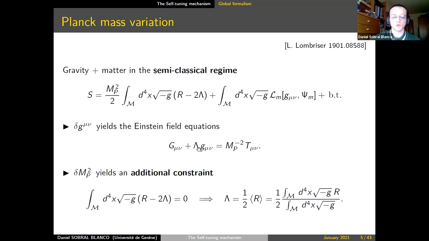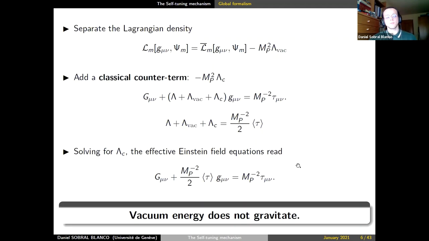What we can think of this is to interpret, we are implicitly interpreting the square Planck mass as a global Lagrange multiplier that gives us this additional constraint on the dynamics of gravity, which we can rewrite into this form, where we have defined this bracket as the space-time average of the quantity inside, in this case, the Ricci scalar.